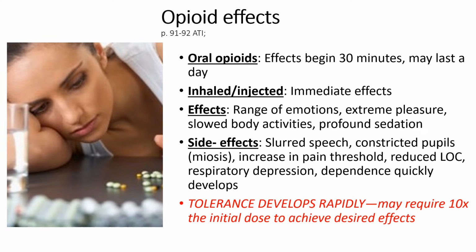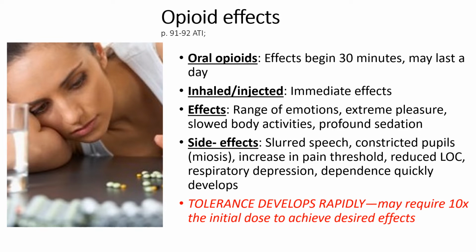Okay, so let's just look at some of the effects of opioids. Whether it's an oral opioid that can start to have its effect probably in about 30 minutes, or injected or inhaled opioids, which will have effects extremely quickly. They get right into the bloodstream and bind to those opioid receptors. And the effects are often pleasurable for people, right? So there's relaxation, there's sedation, there's pleasurable feelings.